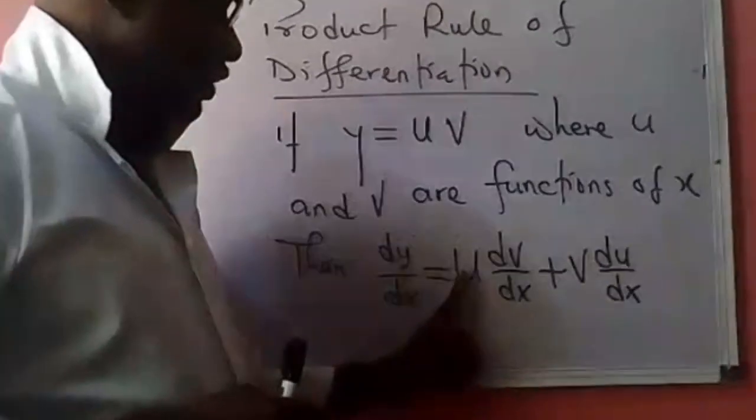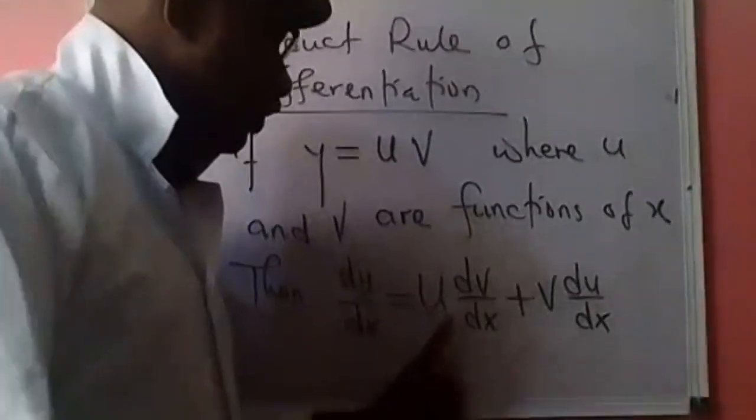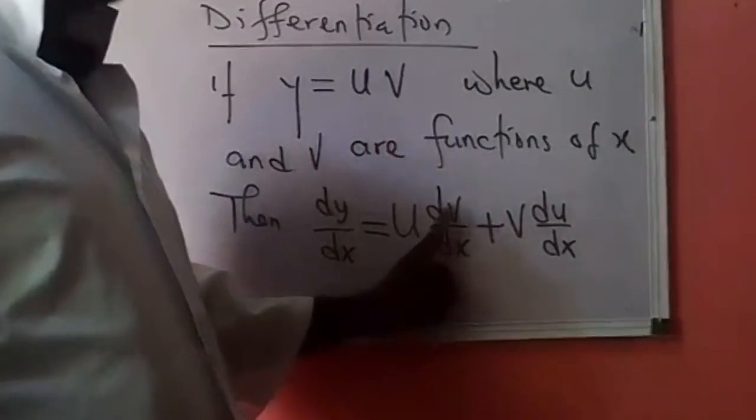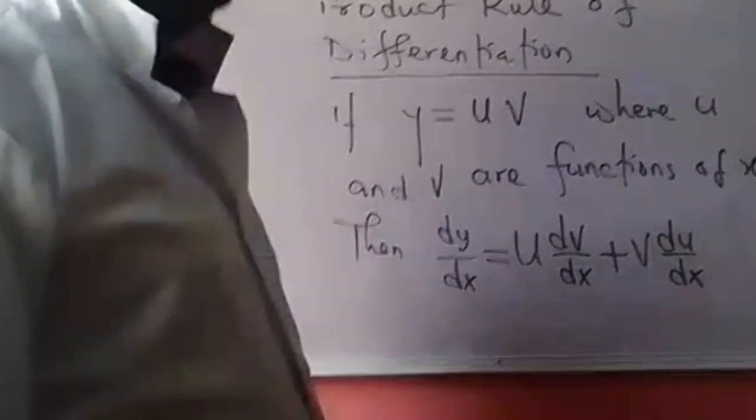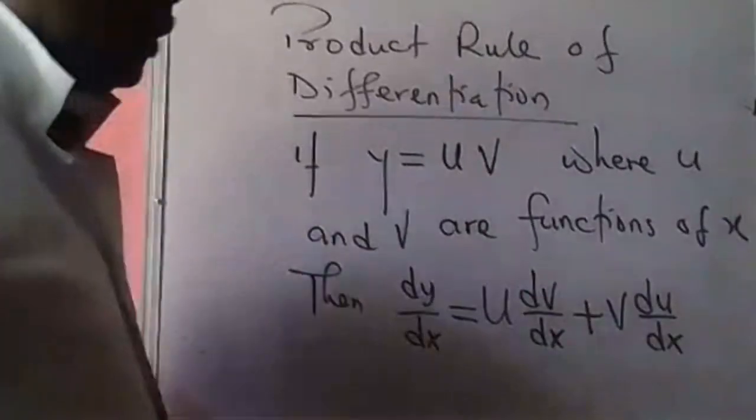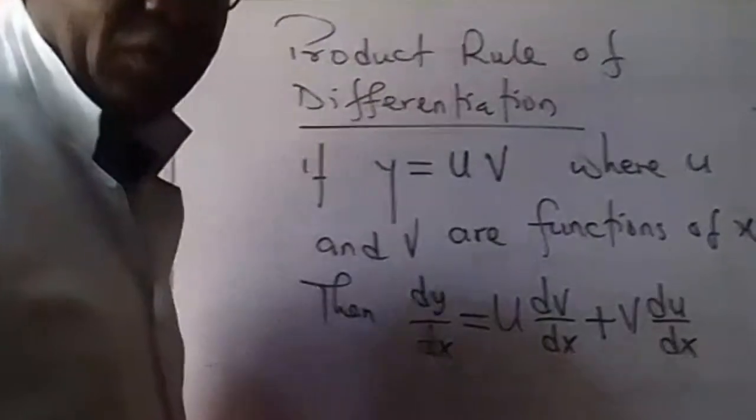So here you must write u first, then differentiate the second function, plus write the second function down and differentiate the first function, and that gives you your product rule.